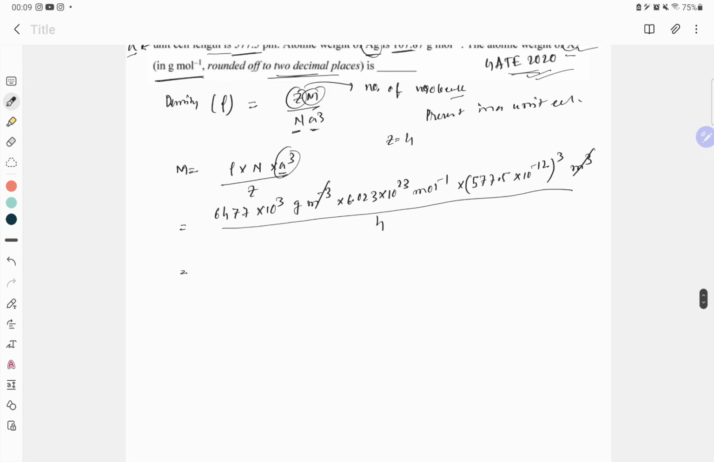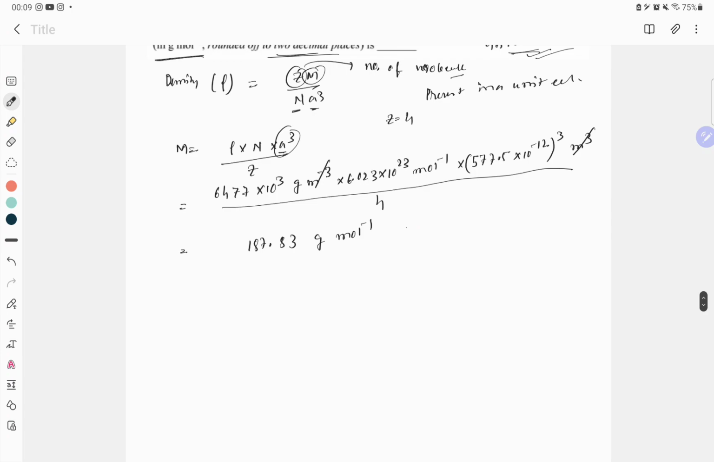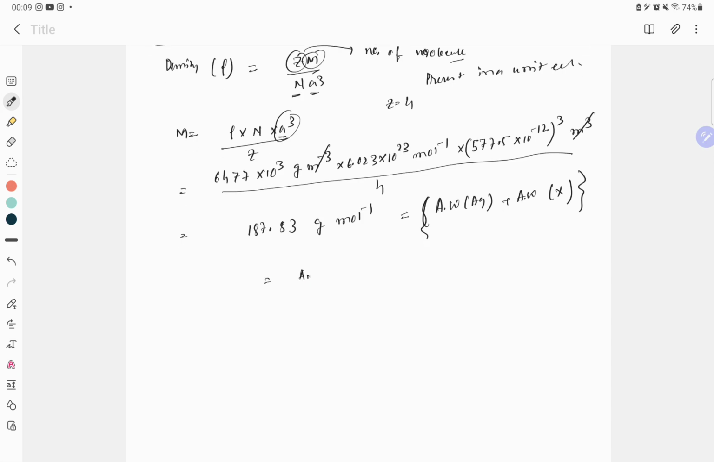Okay, if we calculate this one, we'll get 187.83 gram per mole. That is M, meaning that it is equal to the atomic weight of Ag plus the atomic weight of X. So the atomic weight of X will be 187.80 minus 107.87 gram per mole, that is 79.96 gram per mole. That is our answer.